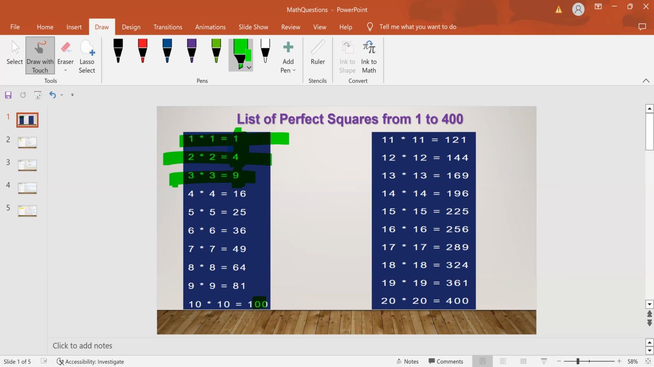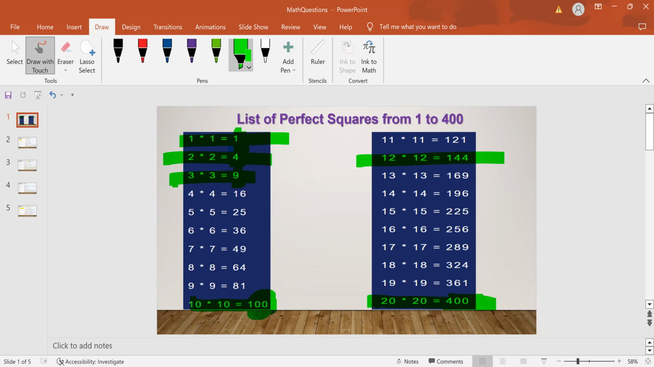So if I take 100, 100 is a perfect square. Why is 100 a perfect square? Because there exists a number which, multiplied by the same number, gives you 100, and that number is 10. So 10 times 10 is 100. Or if I take 144, 144 is a perfect square. Why? Because 144 is a number multiplied by the same number, and that number is 12. So 12 multiplied by 12 is 144. If I take 400, 400 is a perfect square because 400 is a number multiplied by the same number, and that number is 20.